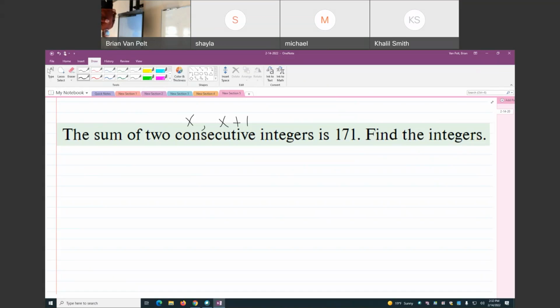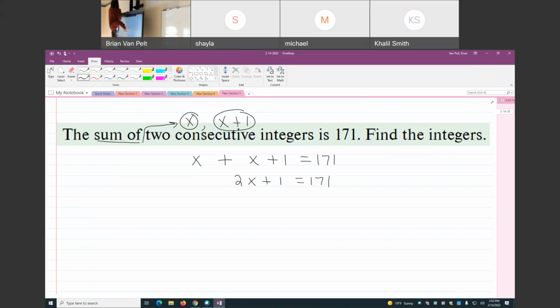This equation I will set up. The sum of them will be this plus this. You see that? There's one integer. That's the next one. The sum of them was 171. Now, simplify. And then solve it and figure out what X is.